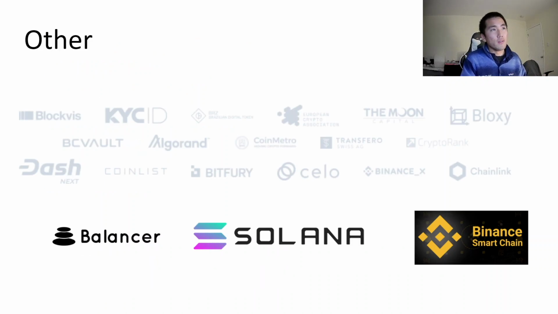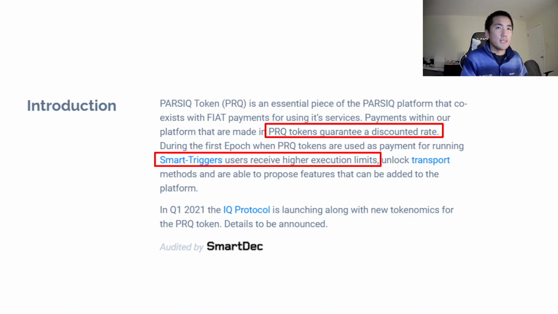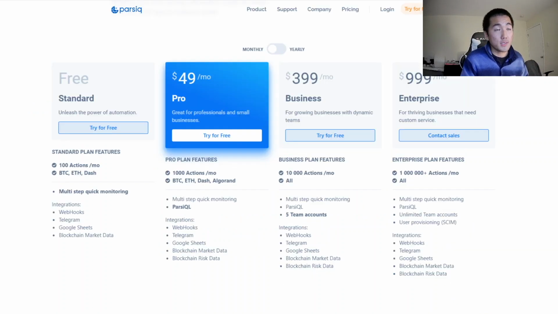And in terms of other partnerships, you see all these names here, including Solana and Binance Smart Chain, other layer ones. And this is important because for a B2B protocol like Parsiq, the competitive moat comes from all these partnerships. And how the Parsiq token accrues value is that businesses and protocols want to own PRQ, because owning the token guarantees a discounted rate and higher execution limits. So it's sort of like a utility token like BNB and FTT, where if you want to use the protocol, you want to own PRQ tokens.